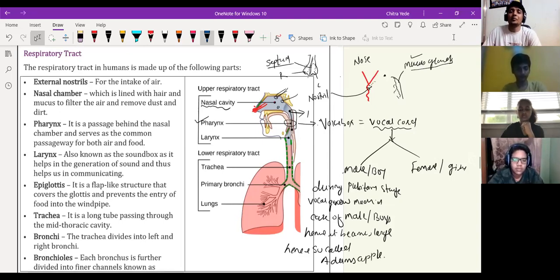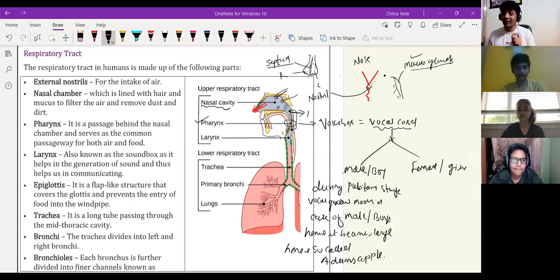So-called Adam's apple. The boys, you can see over here. Just put your hand like this, and you can feel a vibration over here. This is the larynx. This is the vocal cord by which we can produce sound. In case of male or boys, this larynx grows much more in their pituitary stage. That's why only in males we say Adam's apple, not in girls.